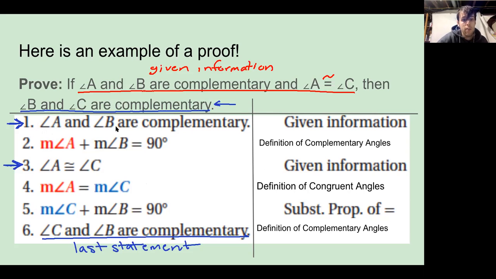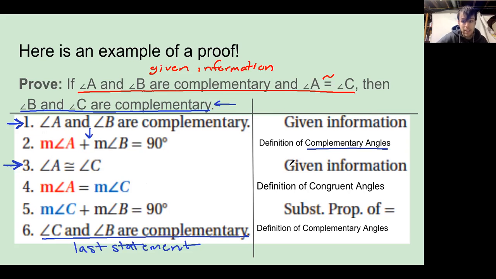All right, so we're starting off with angle A and angle B are complementary. That's one of our 2 pieces of given information here. And then directly from that lets us set up this equation right here. Step 2 is directly based on step 1. Because we know they're complementary angles, we're allowed to set up this equation, because that's what it means to be complementary. It means they add together and equal 90 degrees.